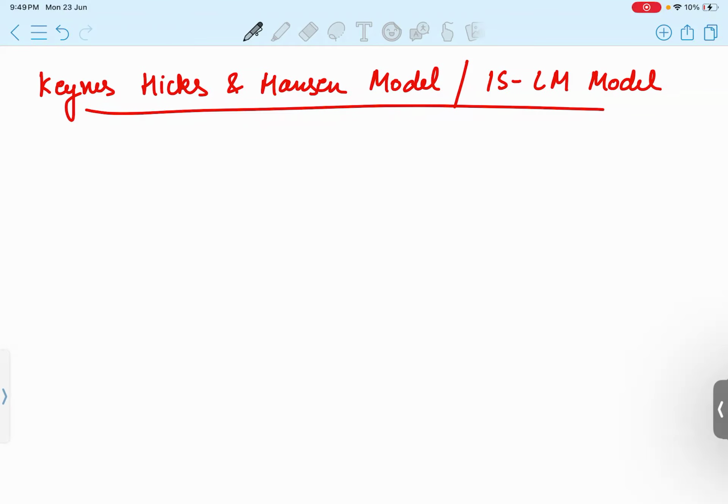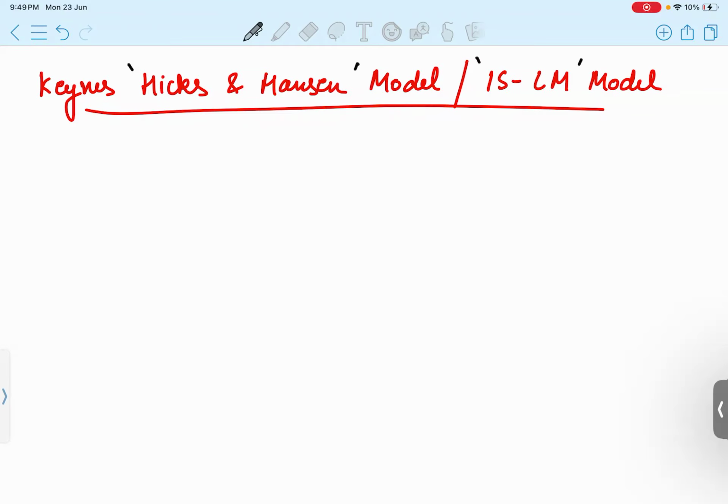So in the previous video, we were discussing the Keynes aggregate demand and aggregate supply model. Today we'll be continuing with a different form, but the goal remains similar: we are determining equilibrium income and employment in the economy. This is known as the Hicks-Hansen model, or we can call it the ISLM model.